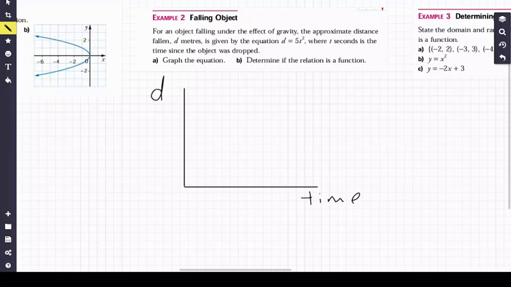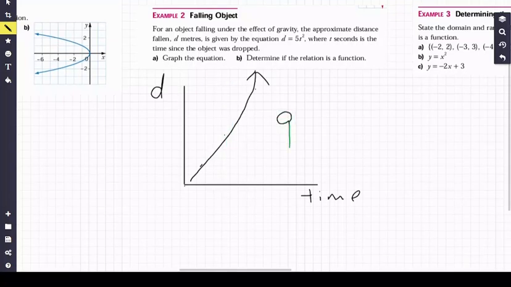So at time 0 seconds, we have no distance traveled. At 1 second, there's going to be 1 squared, which is 1, times 5, so 5 meters. Then at 2, that's going to be 2 squared, which is 4, times 5, 20. And when we go up to 3, that's going to be 45. So we are increasing very drastically, an exponential-looking increase. For every x value, we can go ahead and draw a line, and we can see for every x value, there's only one y value.